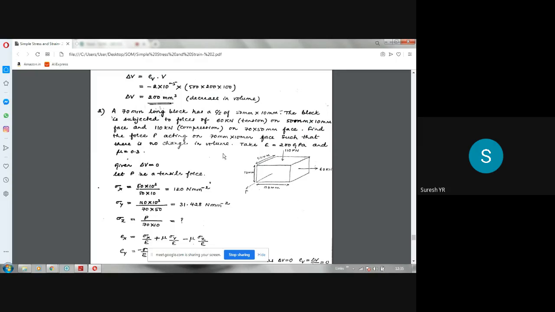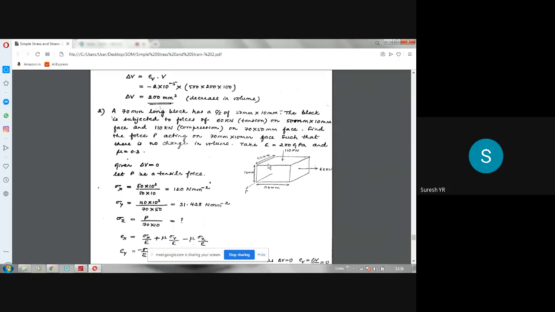That means delta V is 0 here. He has given that delta V is equal to 0, or there is no volumetric strain. You can write it like that also, such that there is no volumetric strain or no change in volume. When delta V is 0, EV will be 0. So take E is equal to 200 GPa. GPa means gigapascal, that is 10 power 3 MPa. So 200 into 10 power 3 MPa, or 2 into 10 power 5 MPa.